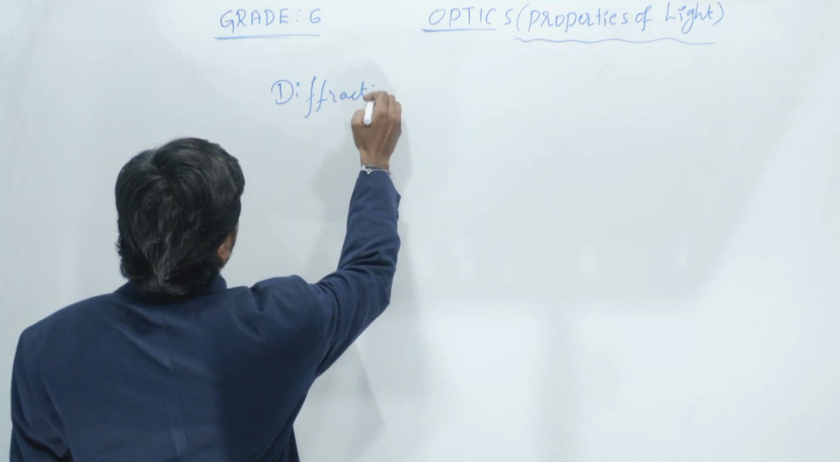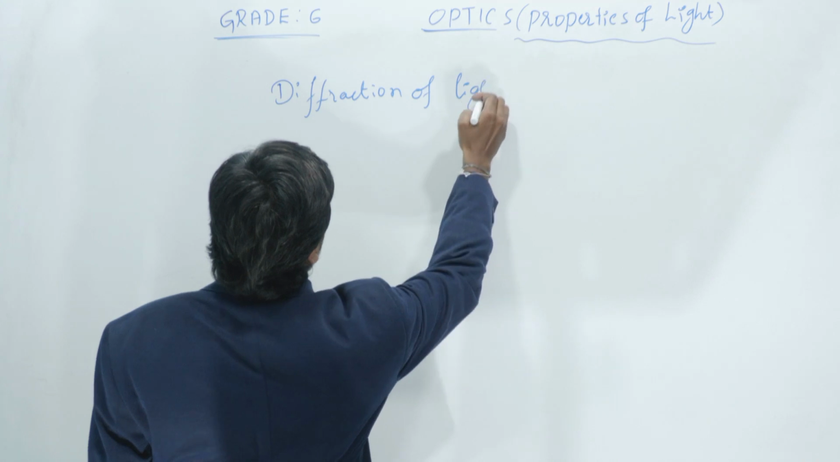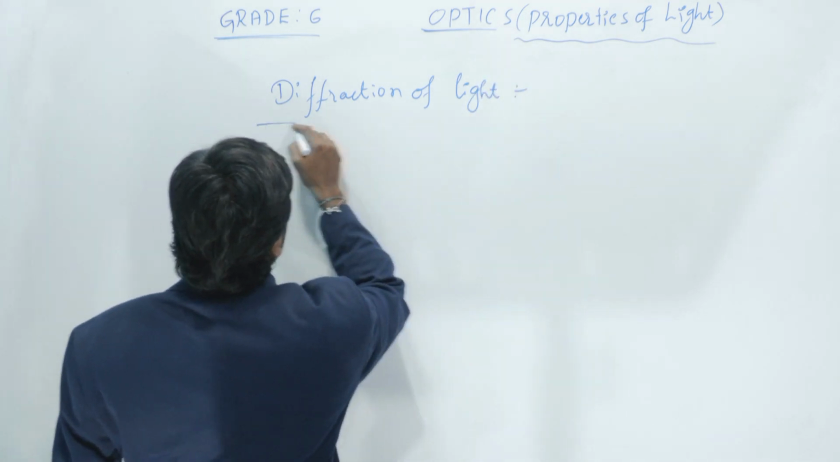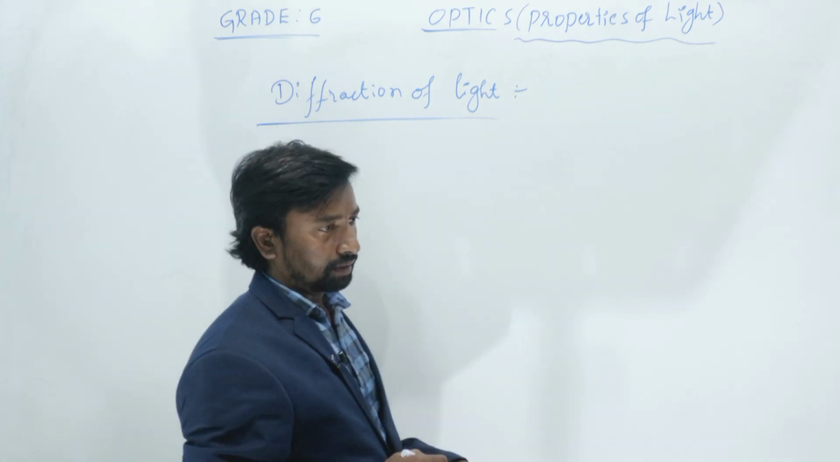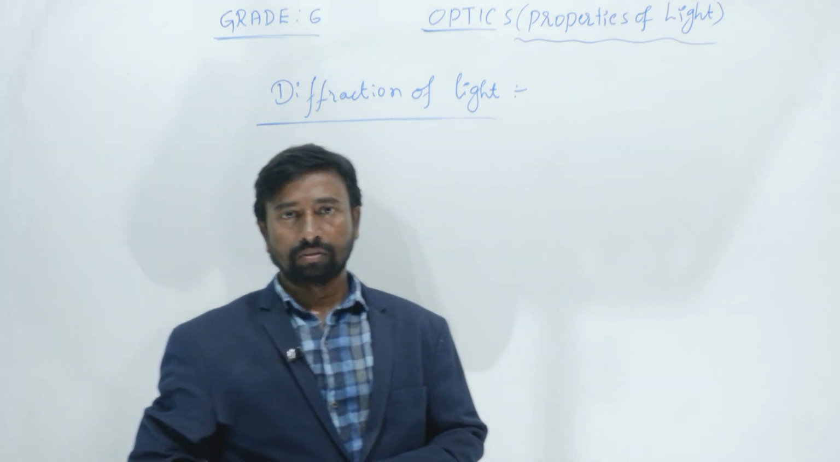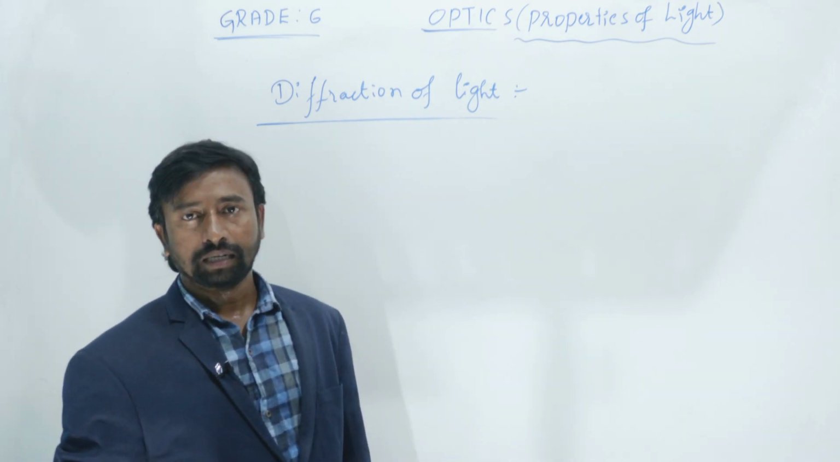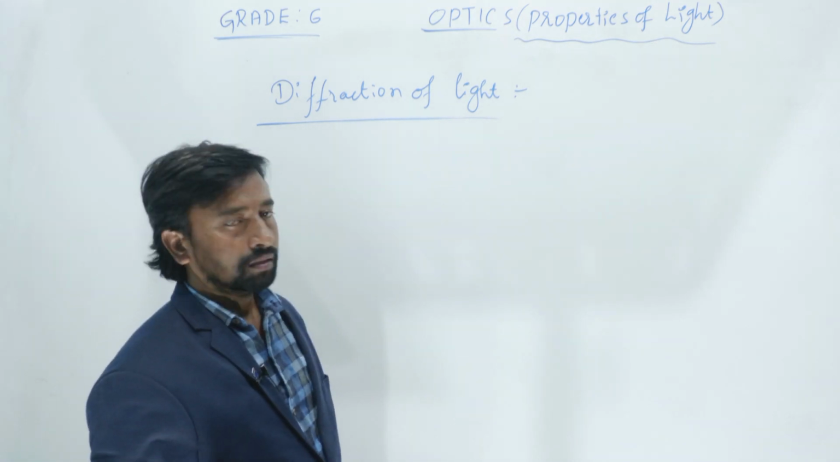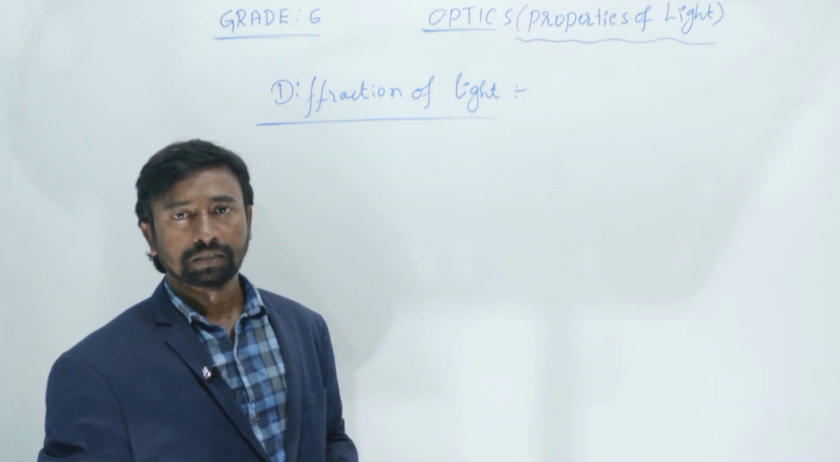Diffraction of light is the phenomenon of light, whenever it is traveling through apertures or the edges, it bends at the edges and travels in its path. That phenomenon of light is known as diffraction.